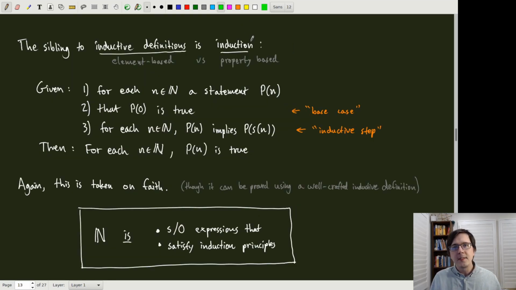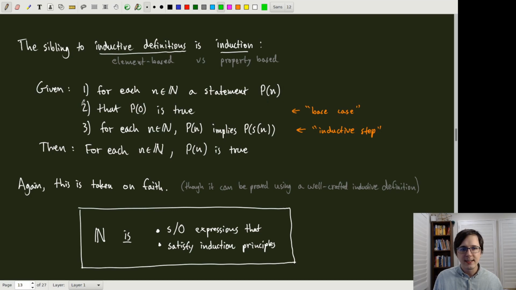Okay, so now that we've defined addition from scratch, let's prove that it has a bunch of properties that we come to expect, like commutativity and associativity. So the sibling to inductive definitions that we need for this is induction, which you already know. So inductive definitions are element-based versus induction, which is property-based. And they're really kind of the same thing, but I'm going to restate it for convenience. So induction is that given 3 things, then there's a conclusion. The first thing is that for each n, there's some statement P of n that depends on n.